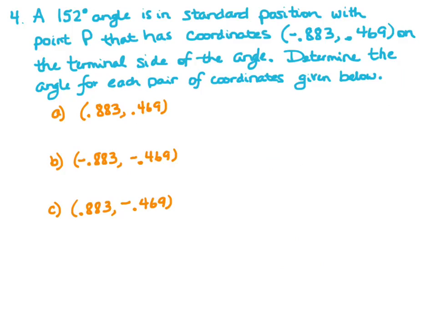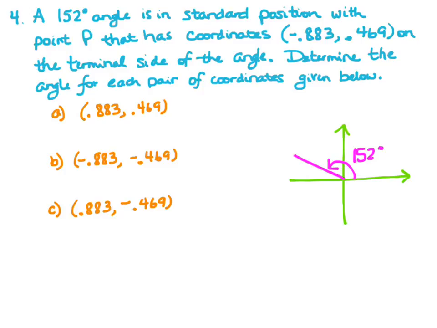All right, next question, and probably the last question for this video. A 152 degree angle is in standard position with point P that has coordinates (-0.883, 0.469) on the terminal side of the angle. Determine the angle for each pair of coordinates given below. So I'm going to sketch a picture real quick of our given angle, which is 152 degrees. So that's going to be over here in quadrant 2.